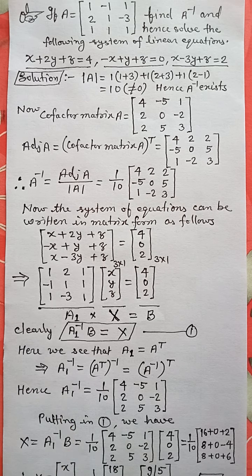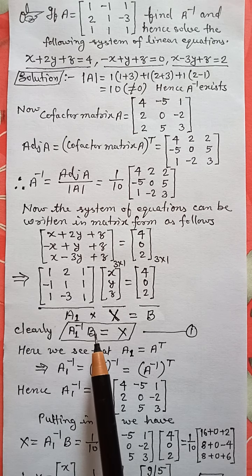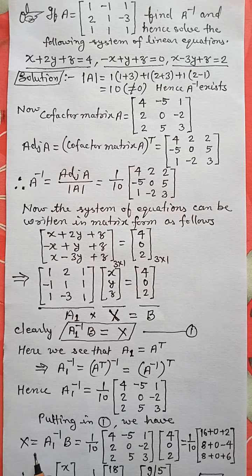Hence, we have easily found the inverse of A1. That is, A1 inverse is nothing but this. Now putting this value in this, x is equal to A1 inverse B, 1 by 10. This is our A1 inverse, and this is our B, the matrix of constants. And multiplying this, we have 1 by 10 times 4 multiplied by 4, that is 16, minus 5 multiplied by 0, that is 0, and 1 multiplied by 2, that is 2. Similarly, multiplying this row by this column, we have this.